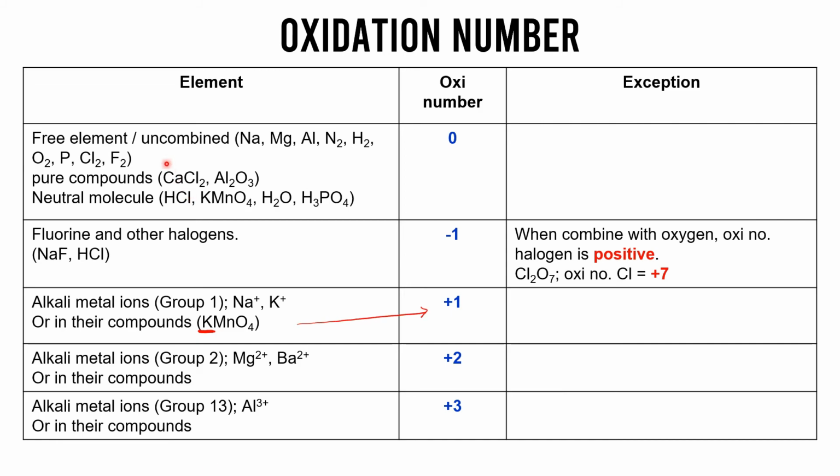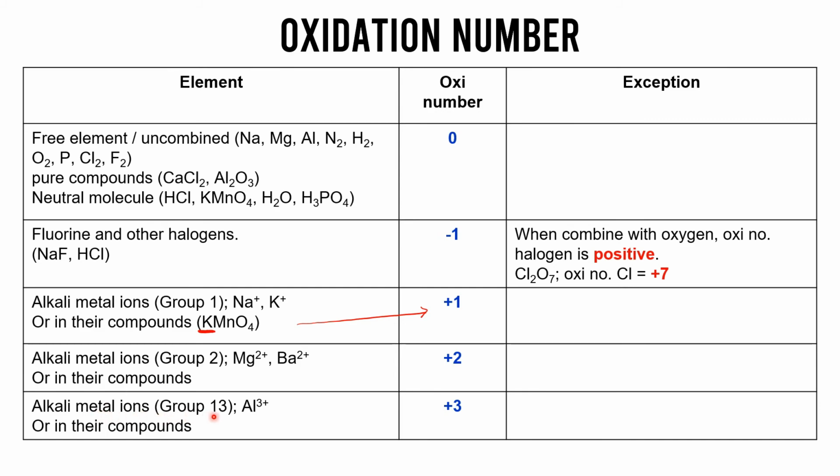But in the form of a free element like this, where it is not combined with any other atoms, the oxidation number of metal group 1 is 0, in the form of uncombined. But when it combines with other atoms in a structure or molecule, the oxidation number will become +1. And the same thing goes to alkali metal ions group 2 and group 13.